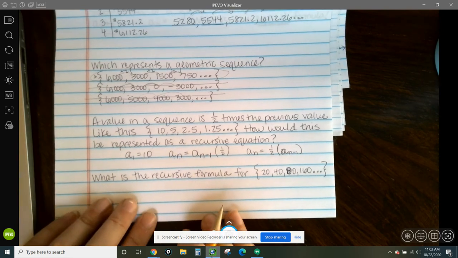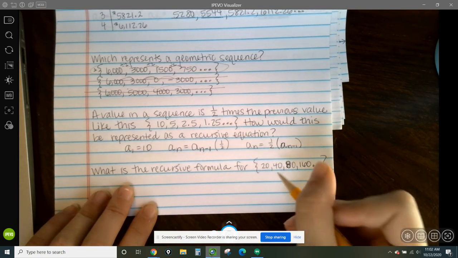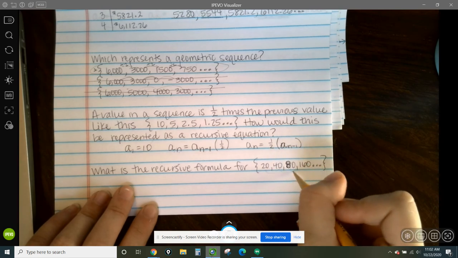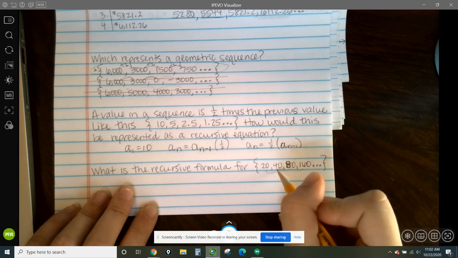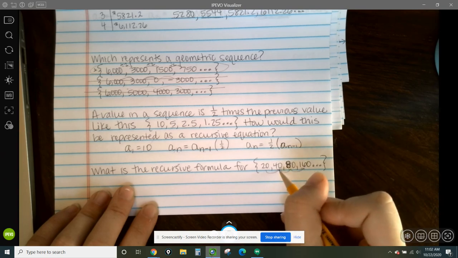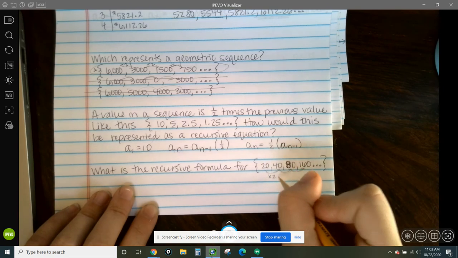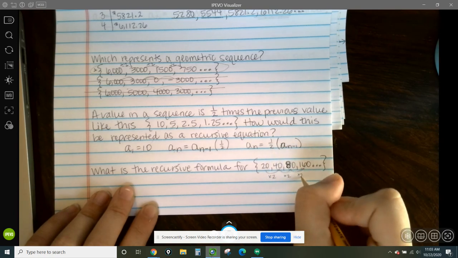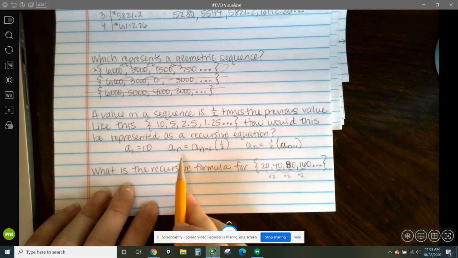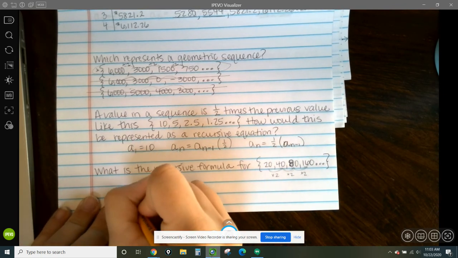Okay. Next one, what is the recursive formula for this? So we have 20, then 40, then 80, then 160. So what's going on first is what we need to figure out. To get from 20 to 40, and then 40 to 80, and 80 to 160. Looks to me like we're multiplying by 2 every time. So if I need to make one of these recursive formulas, first we need to know what the first term is, this a sub 1.